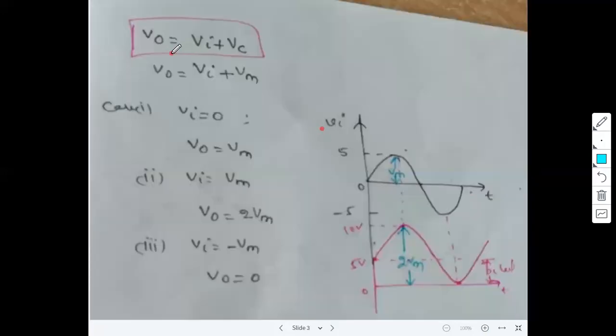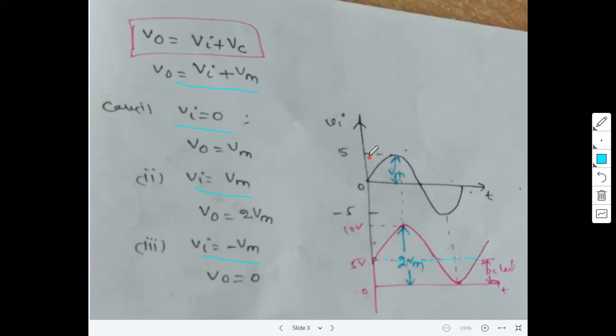Now based on that, V naught is equal to Vi plus Vc. Vc is equal to Vm. V naught is equal to Vi plus Vm. Now different cases: Vi is equal to 0, Vi is equal to Vm, Vi is equal to minus Vm. When Vi is equal to 0, V naught is equal to Vm. That means when Vi is equal to 0 itself, the output signal starts at Vm.